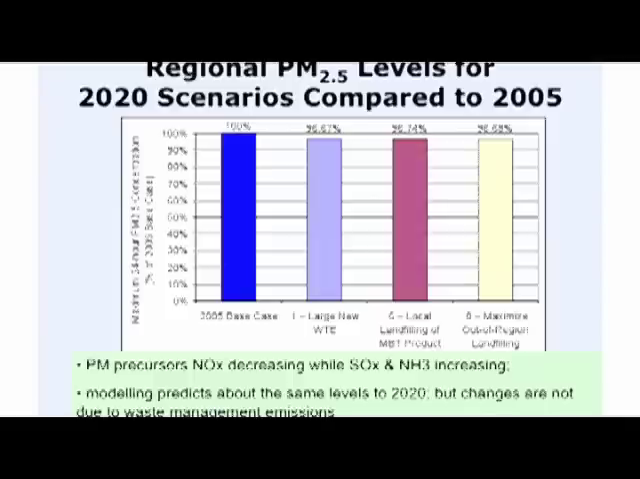So the same approach here. The blue bar on the left is the 2005 level, and the 3 scenarios are compared against that. So we know that the PM precursors, NOx is decreasing while SOx and ammonia are increasing. So the modeling predicts about the same levels to 2020 in terms of ambient air quality with some small improvement. It's important to note that the changes are not due to the waste management emissions. And similar to the ozone result, there's no discernible difference between the scenarios.